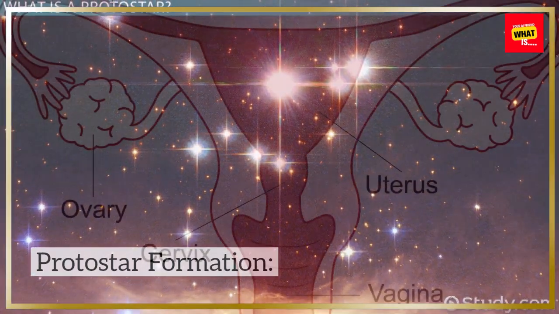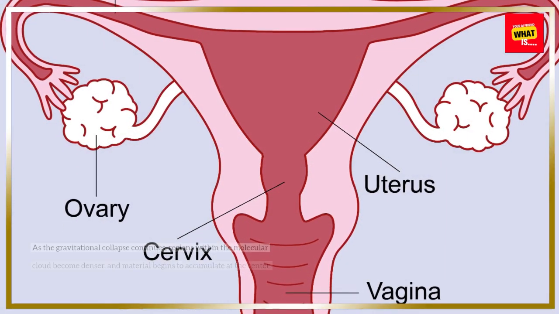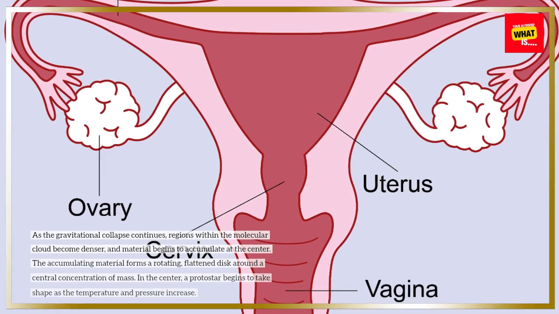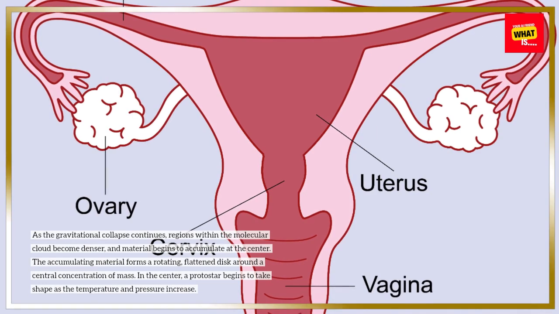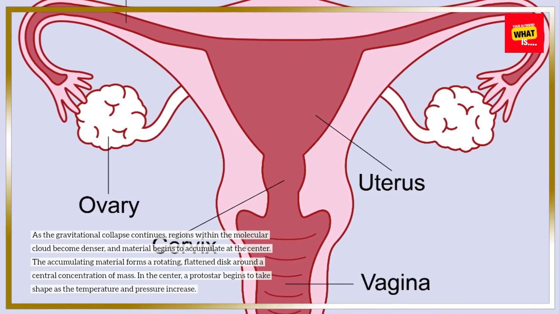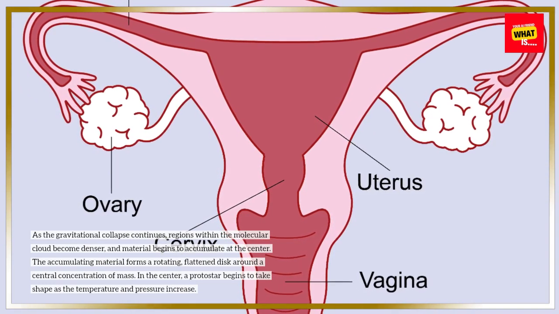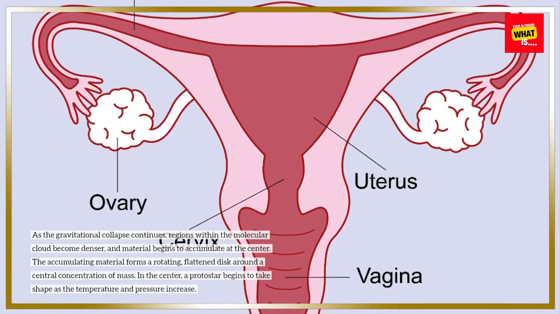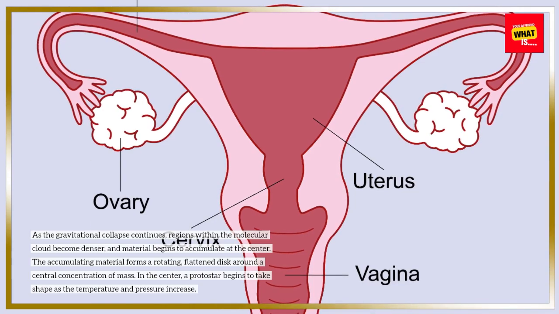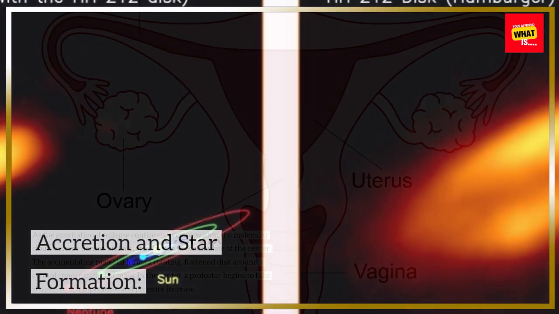Protostar formation. As the gravitational collapse continues, regions within the molecular cloud become denser, and material begins to accumulate at the center. The accumulating material forms a rotating, flattened disk around a central concentration of mass. In the center, a protostar begins to take shape as the temperature and pressure increase.